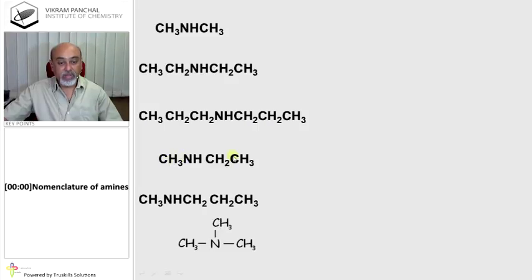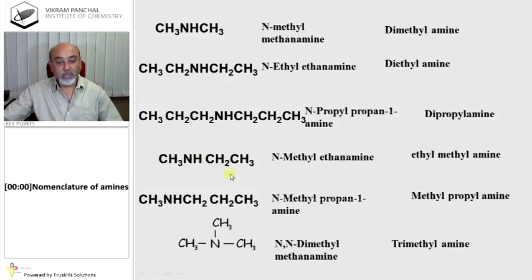Here one group is methyl, another group is ethyl. We will consider longest chain as a main compound. So ethanamine is a main compound and CH3 is a branch on nitrogen. So it is N-methyl ethanamine or ethyl methylamine. In this case, the main compound is propanamine and methyl is a branch which is attached to nitrogen. So N-methyl propane 1-amine or methyl propyl amine.